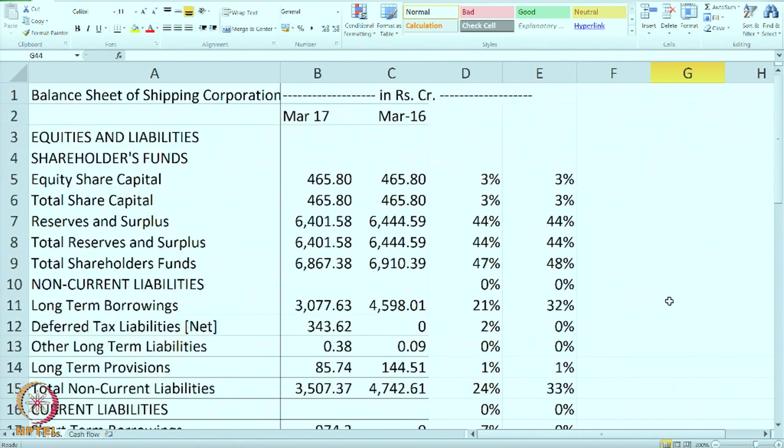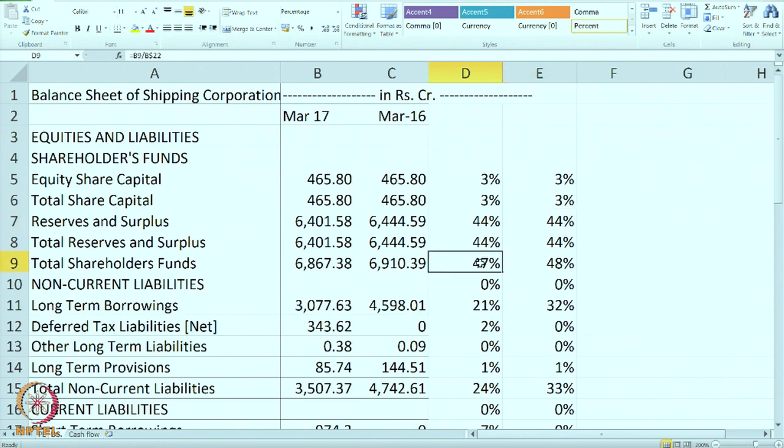Are you getting it? It is very simple, but it gives you a lot of insights if you read carefully. Now you can see that out of 100 of total liabilities, only 3 comes from share capital. Is it a good or bad sign? It is a good sign, because you can see a lot of reserves are accumulated over the period. So only 3 is the money put in by the owners. On that, 44% was generated by way of reserves.